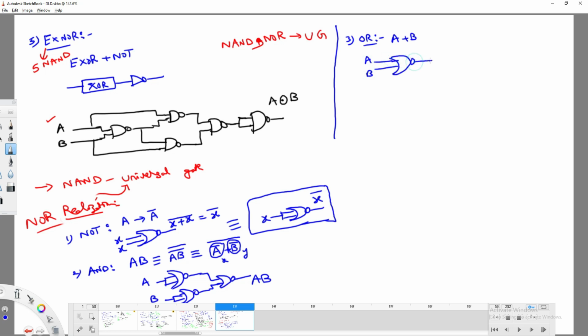But if I am going to have the complement, what are you going to get? (A plus B) whole complement. For this, if I simply remove this complement, will you get A plus B or not? Yes. That's why I am going to give another complement: ((A plus B) whole complement) whole complement. So are you going to get A plus B or not? Yes.